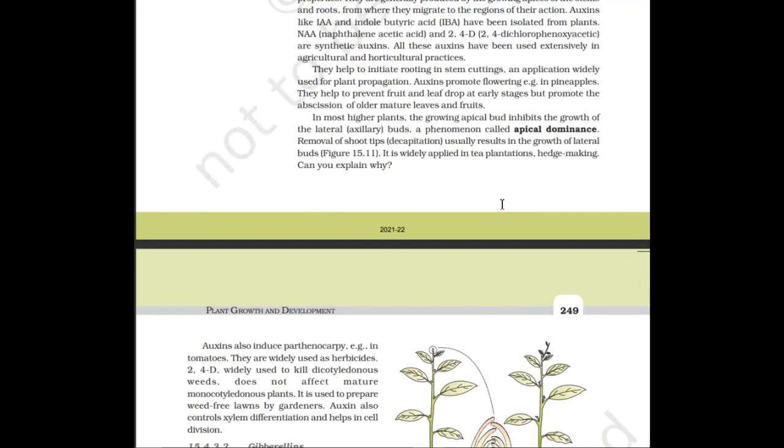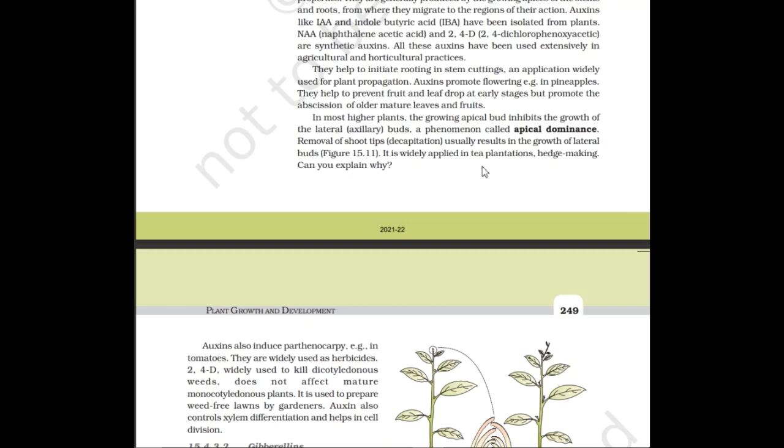They help to initiate rooting in stem cutting, an application widely used for plant propagation. Auxins promote flowering, for example in pineapple. They help to prevent fruit and leaf drop at an early stage but promote the abscission of older mature leaves and fruits. In most higher plants, the growing apical bud inhibits the growth of the lateral axillary bud, a phenomenon called apical dominance. Removal of shoot tips, decapitation, usually results in the growth of lateral buds, figure 15.11.